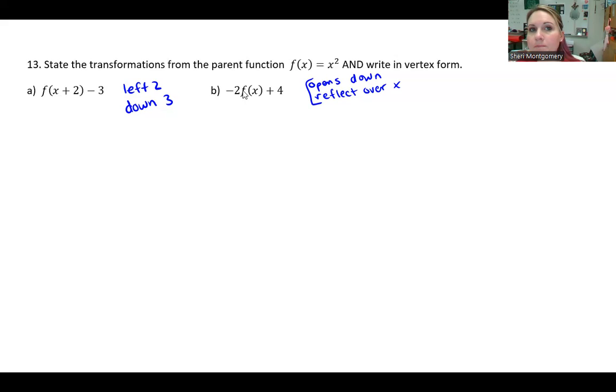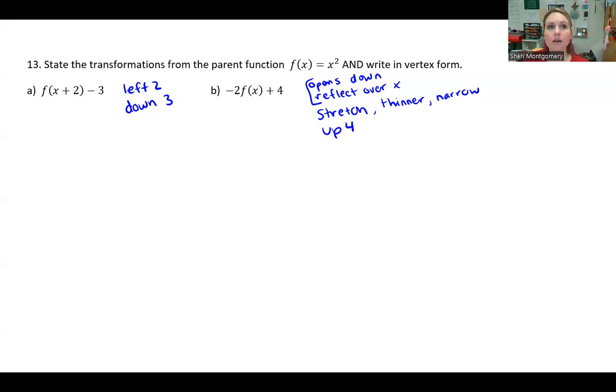What does the 2 tell me? It's stretched or it's getting thinner. You could use either one of those words. Or more narrow. It's stretching you to the sky. You get to the sky faster. What does the +4 tell me? Up 4. All right, again, I ask you a question on your quiz. It's open-ended. You've got to be able to write these things down.